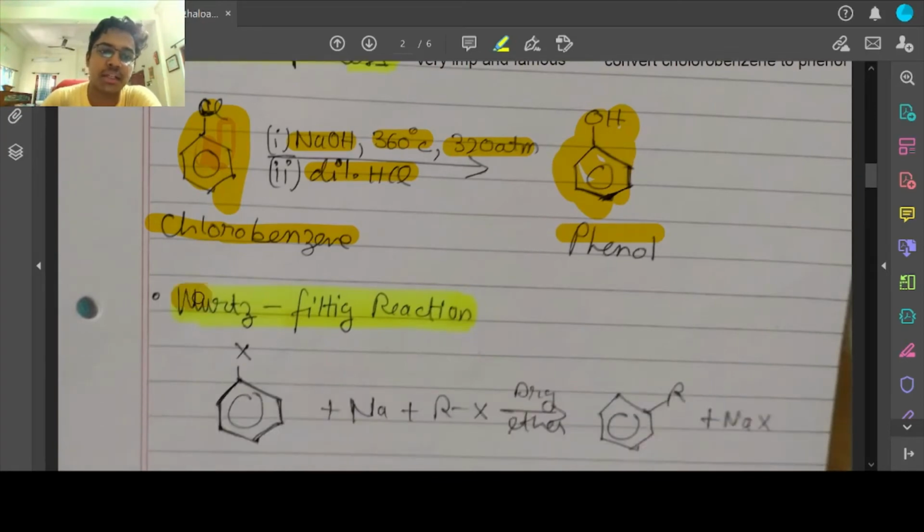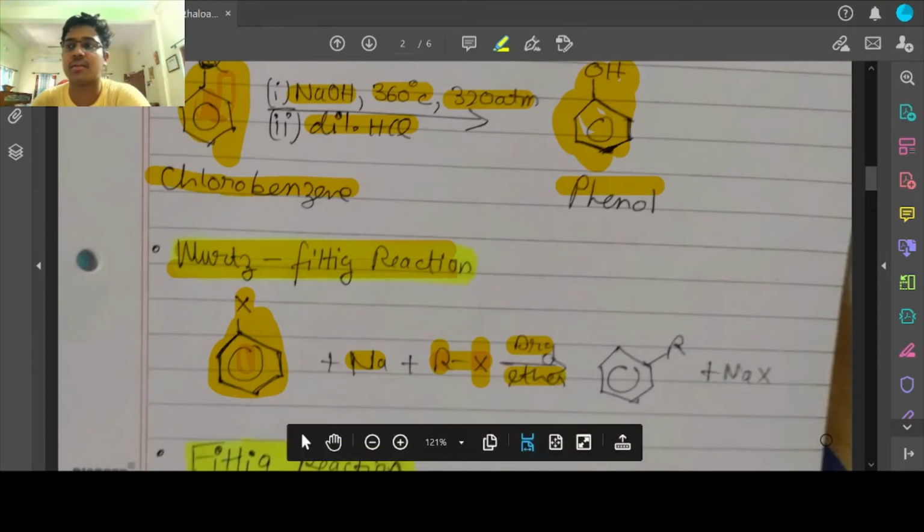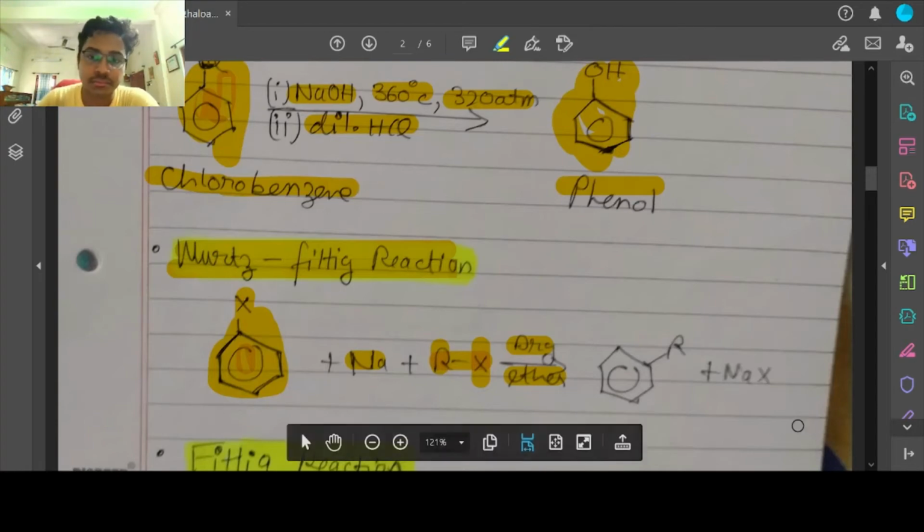So now comes the Wurtz-Fittig reaction. This is from class 11. I hope you know this thing. So this is a halobenzene. It can be chlorobenzene, iodobenzene, anything. So halobenzene on reaction with Na, this is sodium, and RX, where R is an alkyl group and X is a halogen atom, in presence of dry ether. Note the term: many students confuse Finkelstein and Wurtz-Fittig reactions. In Finkelstein we use dry acetone, and in the Wurtz-Fittig reaction we use dry ether. So this is the thing.